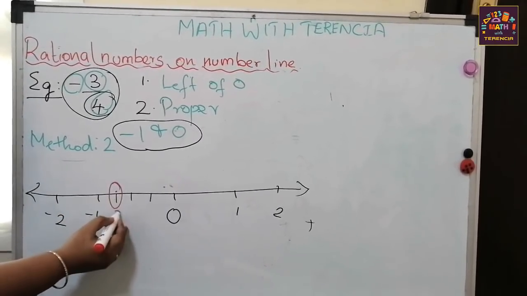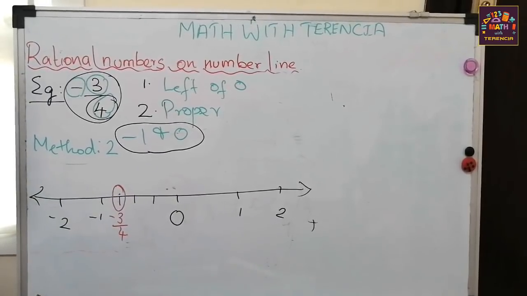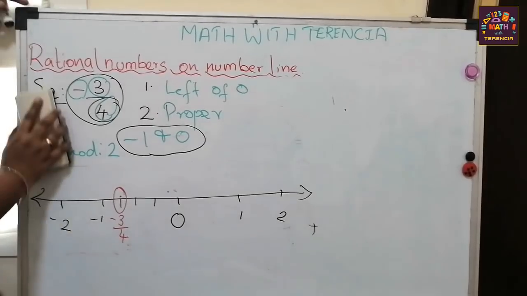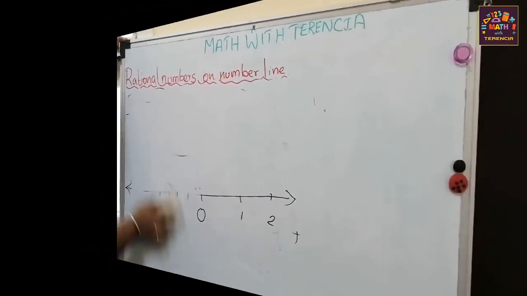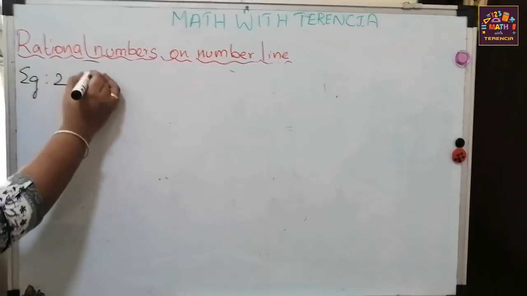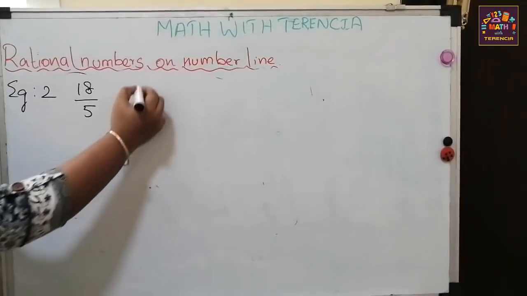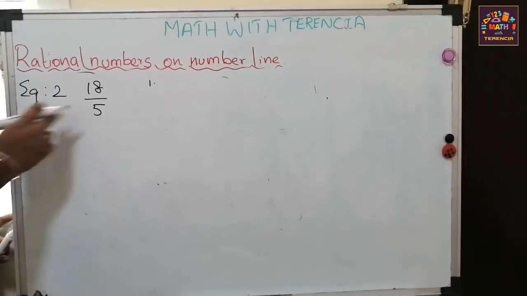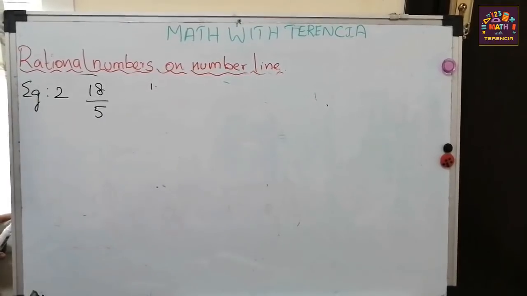So this is where minus 3 by 4 lies. Next we will see another example. Example 2, 18 by 5. So as I said, you should ask some questions. First question, whether it is a positive number or negative number. I have a positive number.